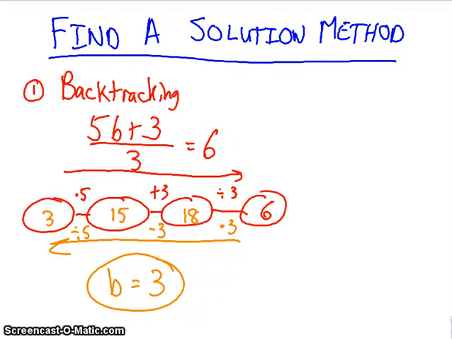Okay? The second method that we learned is, in my opinion, an absolutely horrible method. It's called guess, check, and improve. Oh boy, is that easy to say. Yeah, so it's exactly that. We guess what we think it is. We check to see if it's right. If it's not, we get better.